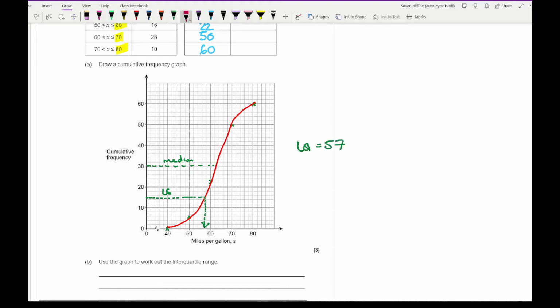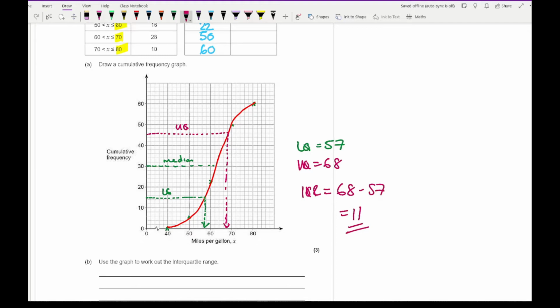And the upper quartile, which is going to be at 45, which is there, and I make out that to be around about 68. So then my interquartile range is those two numbers taken away from each other, which gives me an answer of 11. Now again, yours might be slightly different.